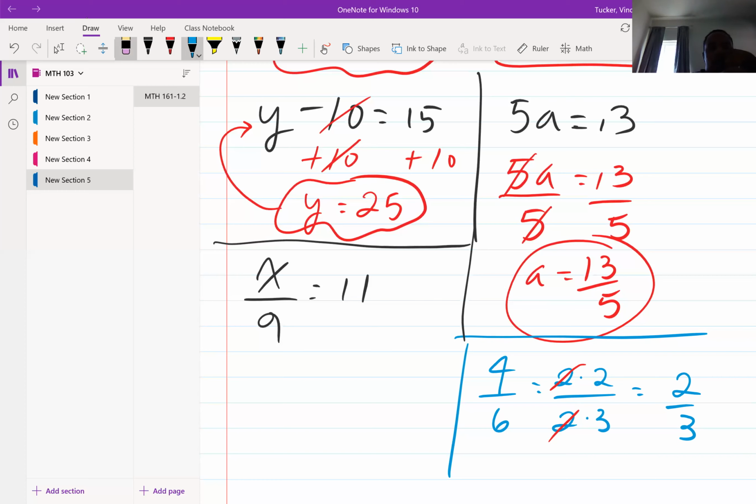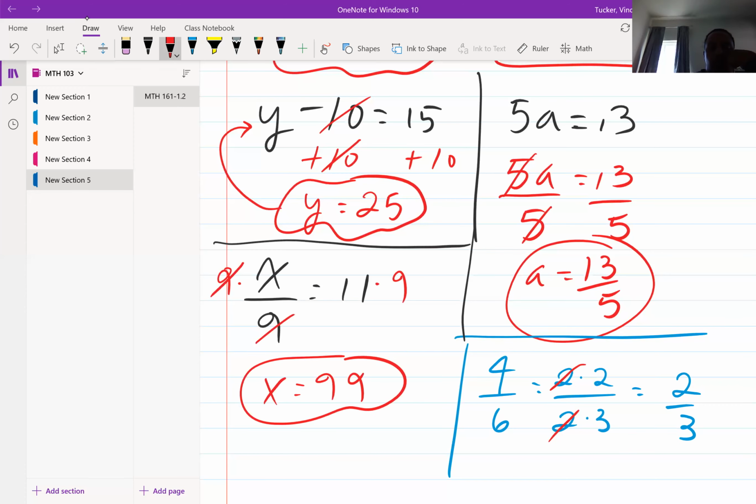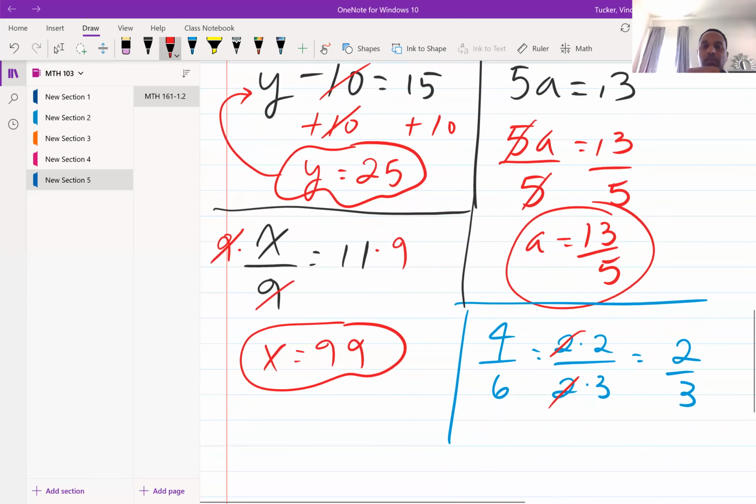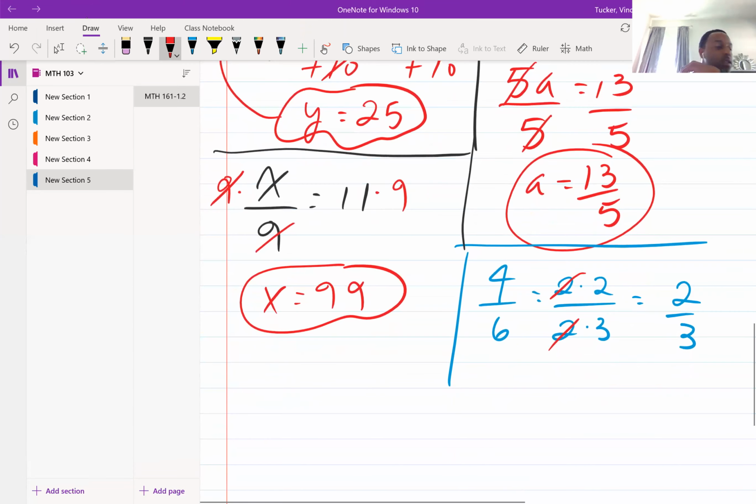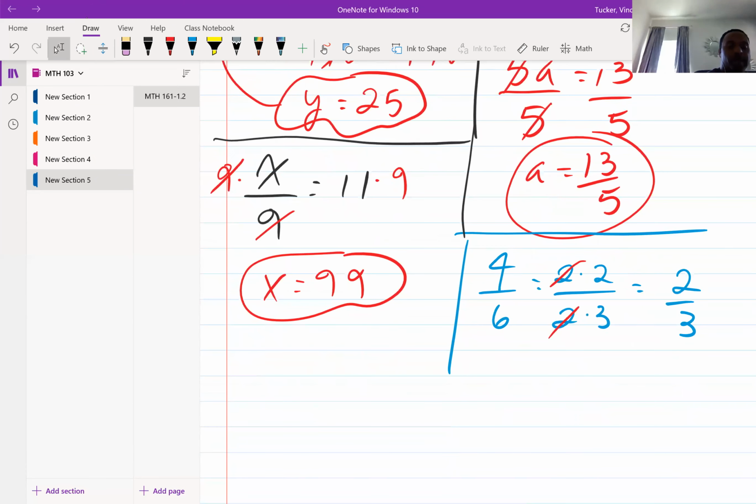All right, last one like this. Here we have x divided by 9 equal to 11. So we multiply 9 to both sides. 9's cancel, leaving you x on the left, and then 99 on the right. All right, any questions on anything before we add more to it?